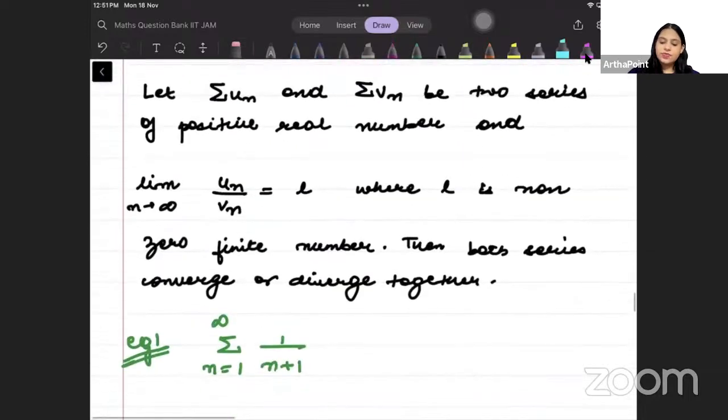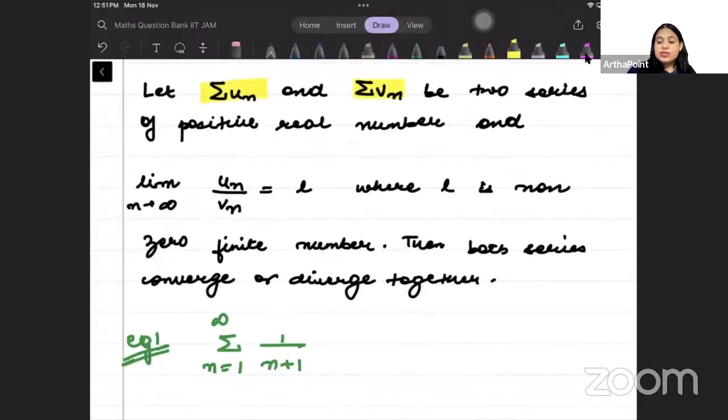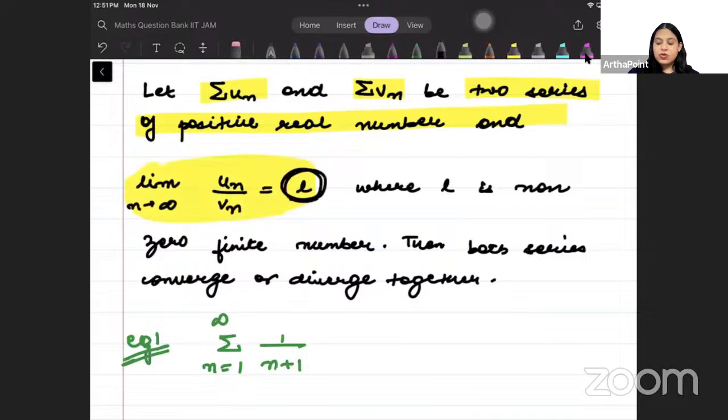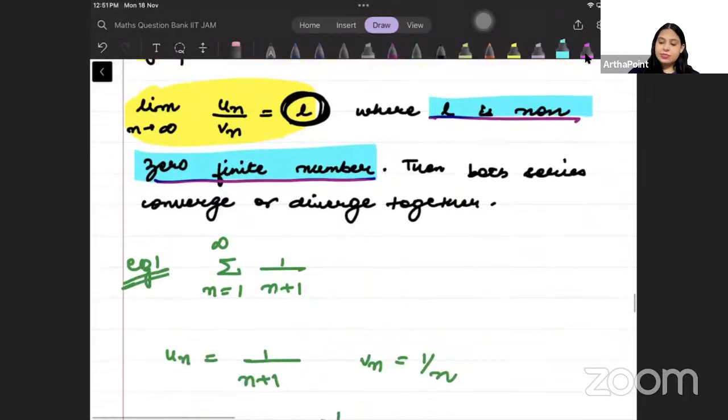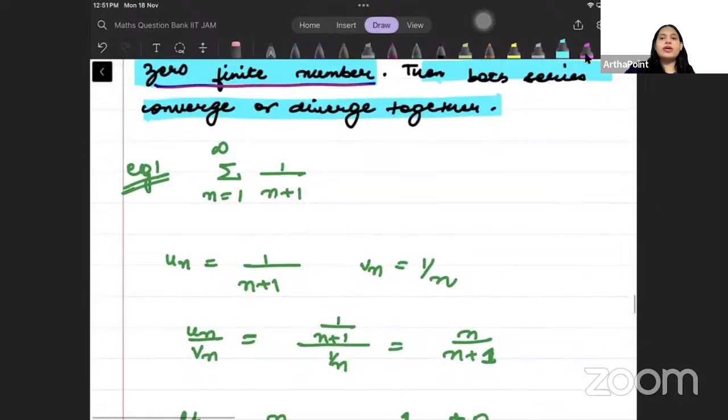Okay, let's try to read it out. Let summation U and summation V be two series of positive real numbers, and the limit of Un by Vn is coming out to be L, and this L is a non-zero finite number. ये L जो है वो non-zero, it has to be non-zero, remember? Finite number. Then both series will act similarly, माने they will converge or diverge together. That is what we are saying in this test, limit comparison test.